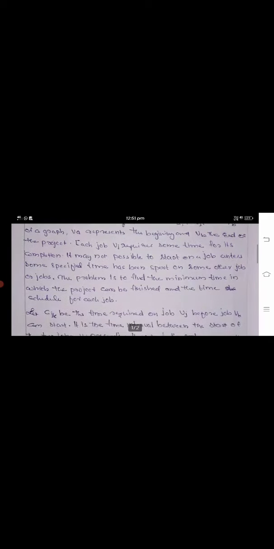speeded up or slowed down to finish the project within a prescribed period. Okay, a project involves a number of activities or operations or jobs which we identify as vertices VA etc., VJ etc., VK etc., and VB of a graph. VA represents the beginning and VB the end of the project. Each job VJ requires some time for its completion.